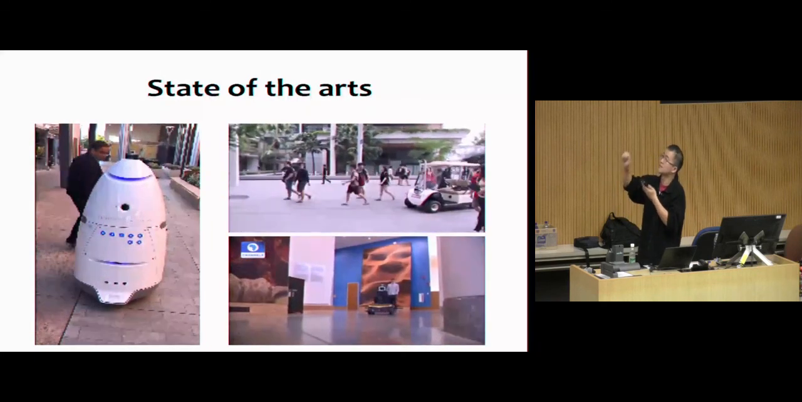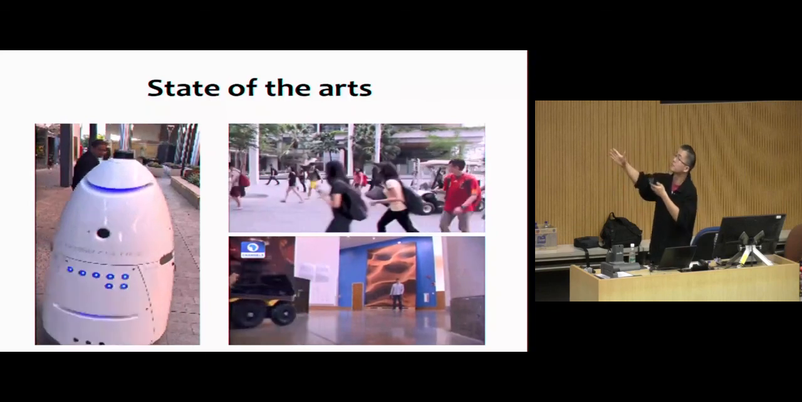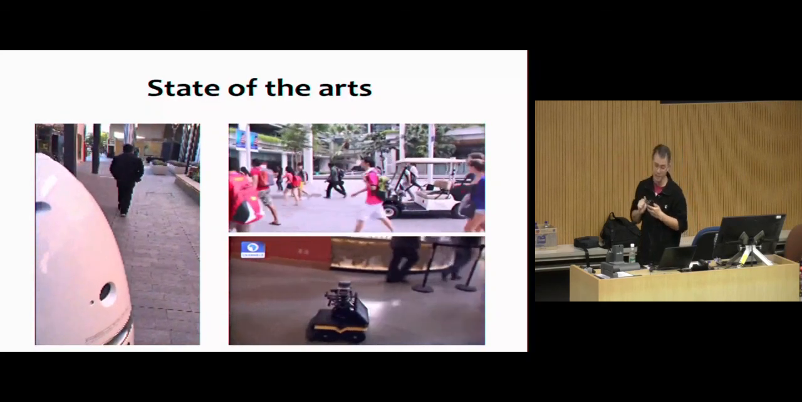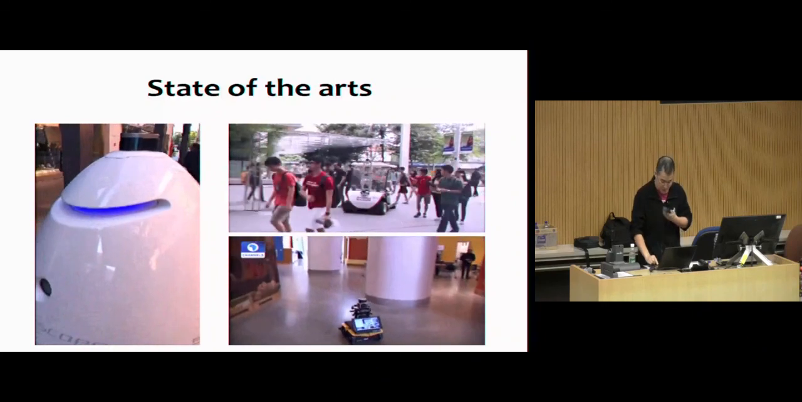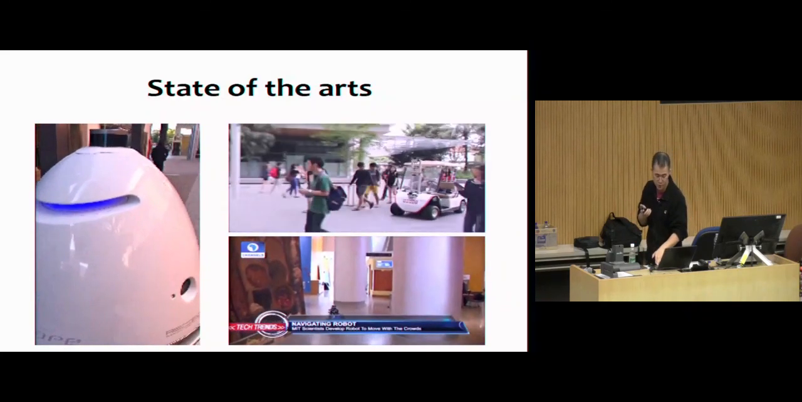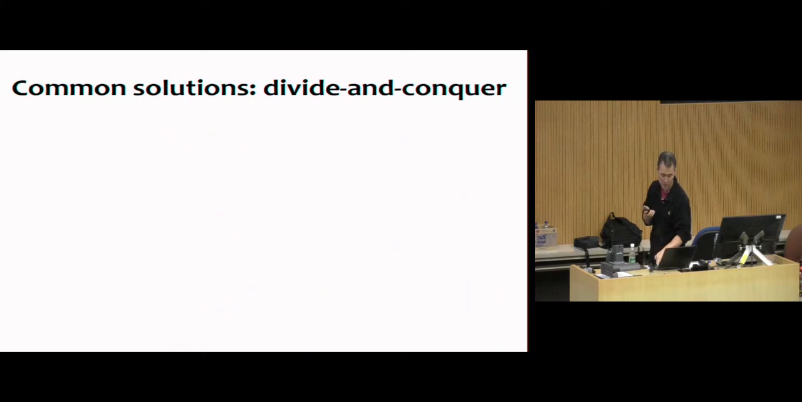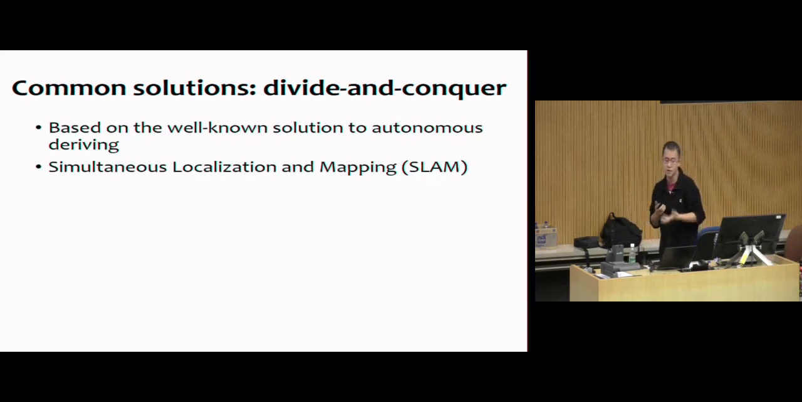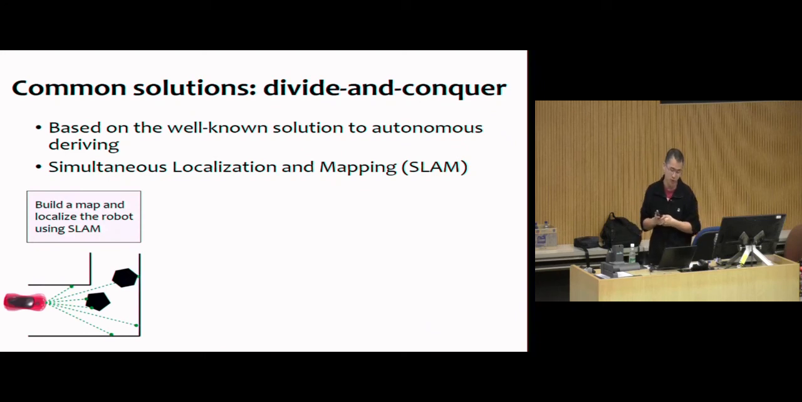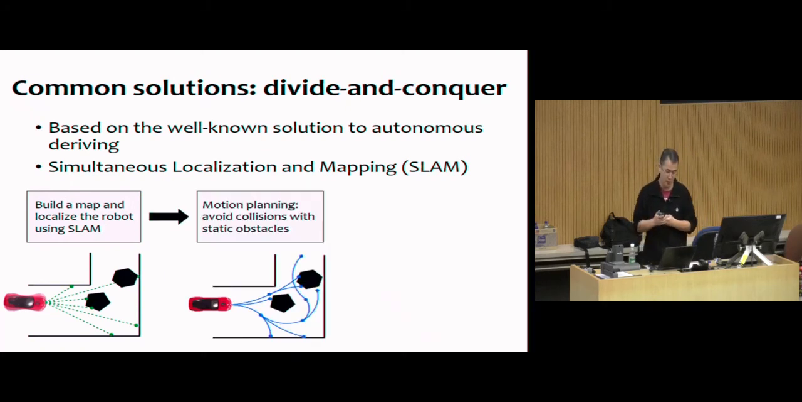What we want to do is that the density is very high, but the robot can still move freely inside the dense crowd. So let's see how we can solve that. If we use the black box principle, here is the common solution, which is widely used in industry. We base it on the well-known solution to autonomous driving, which is the SLAM framework. We first ask the robot to build a map and then localize itself inside the environment. And then we can do the motion planning.